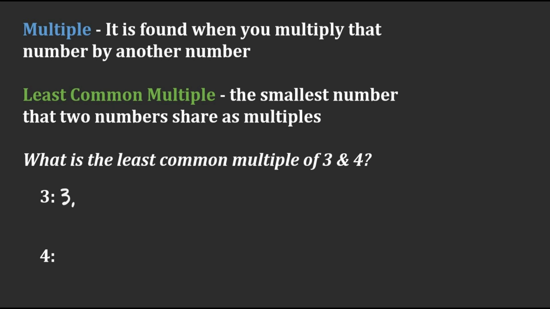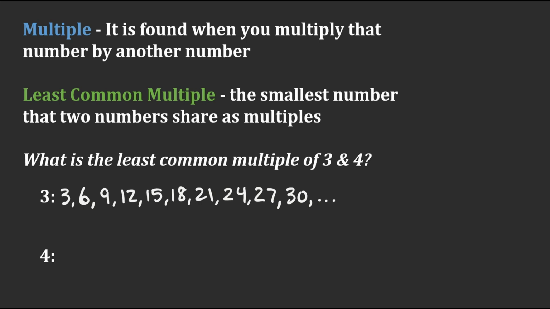So 3, 6, 9, 12. Remember, these are just jumping by 3 every single time. Right, every jump adds 3. And remember, we are getting these numbers from multiplying 3 times another factor.